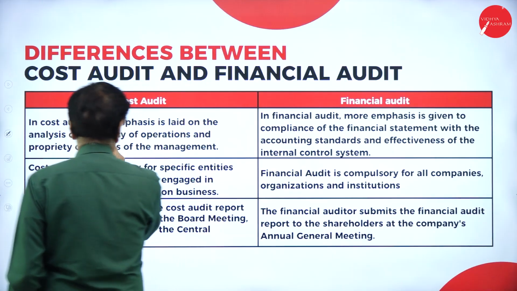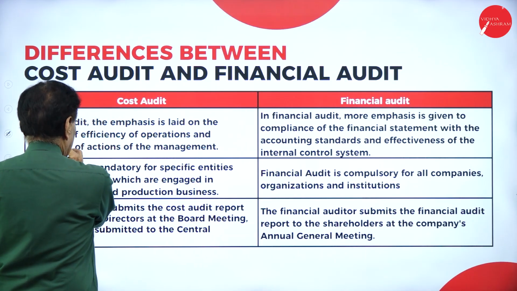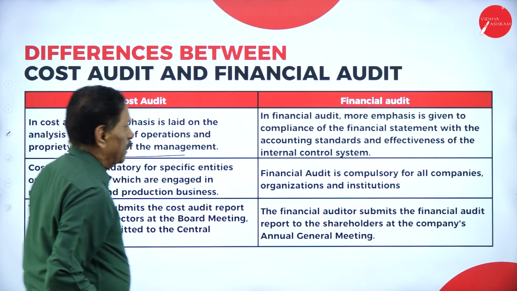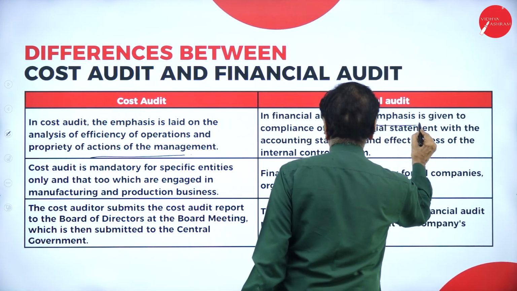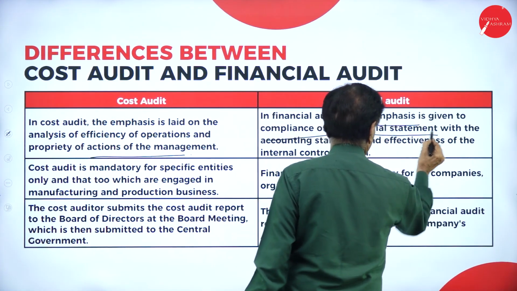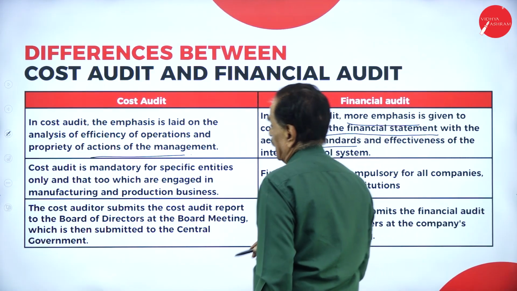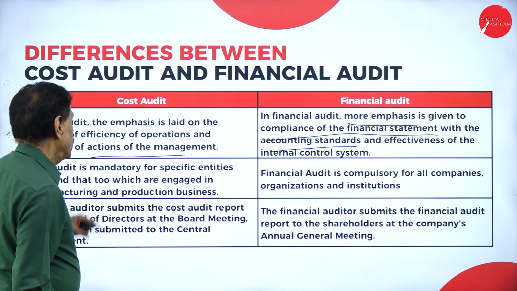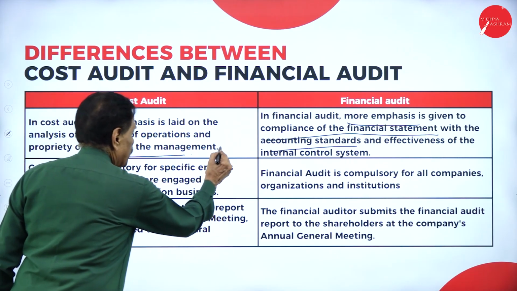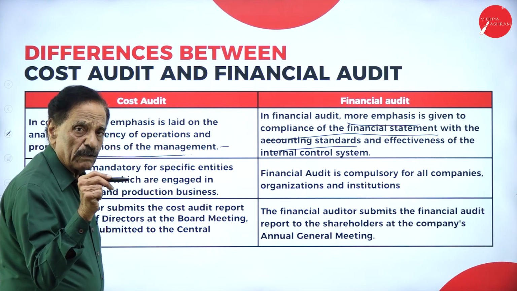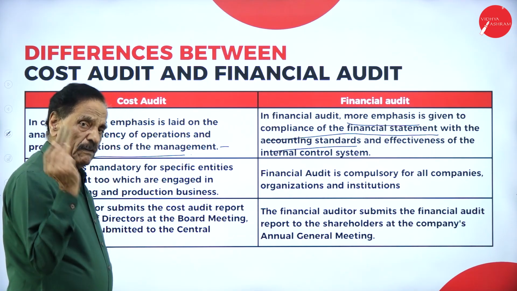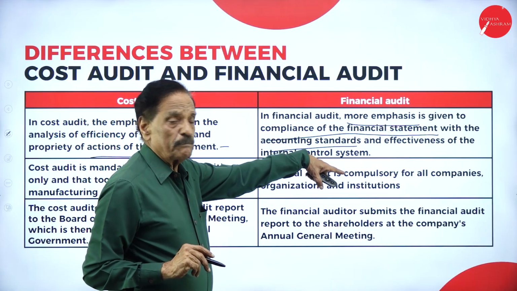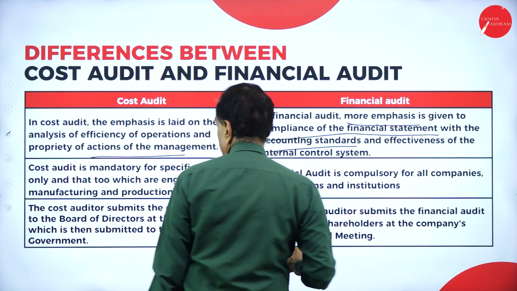In cost audit, emphasis is laid on analyzing the efficiency of the operation and the proper action of the management. In financial audit, more emphasis is given to compliance of the financial statement with accounting standards. In cost audit, they find out the cost and give it to management, who will fix the selling price. Whereas in financial audit, more importance is given to the financial statement.